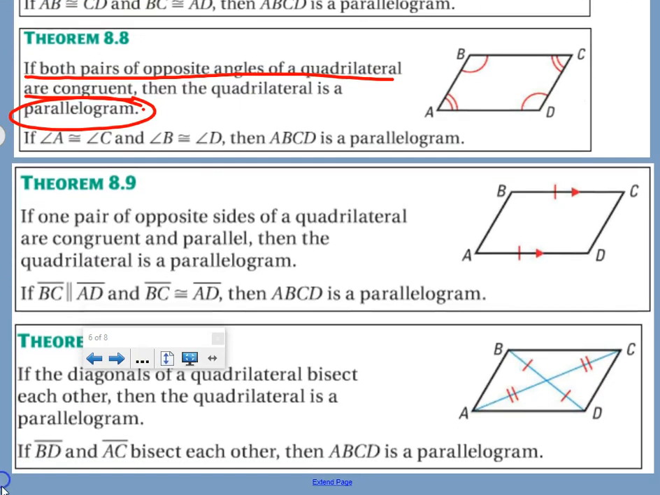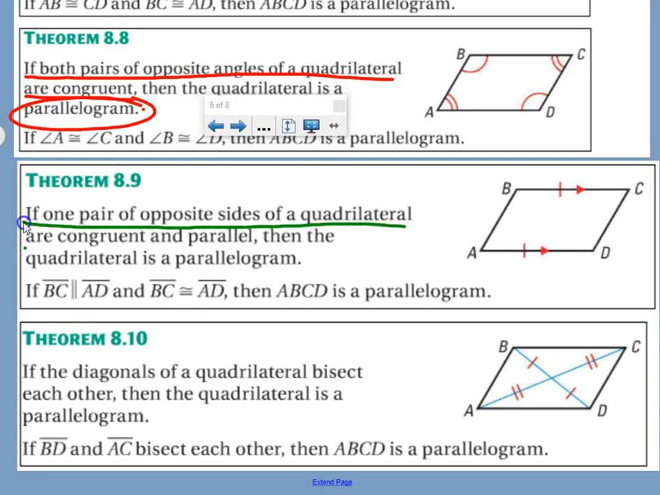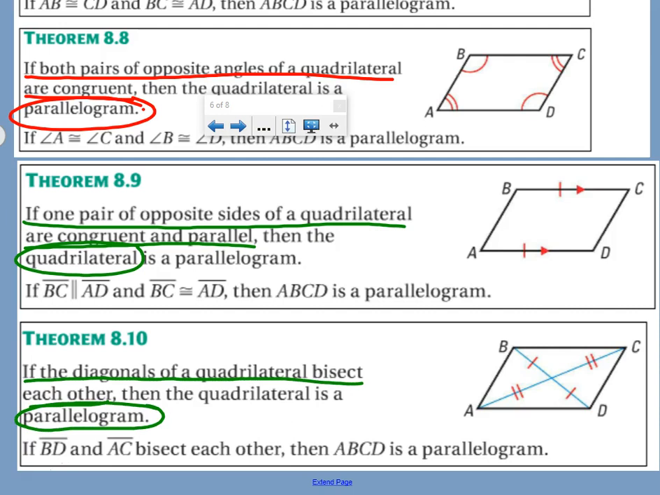And then Theorem 8.9 and 8.10 follow suit. If one pair of opposite sides of a quadrilateral are congruent and parallel, then we can state that the quadrilateral is a parallelogram. And then if the diagonals of a quadrilateral bisect each other, then it is a parallelogram. So those are the 4 different ways that we can show that a quadrilateral is a parallelogram.